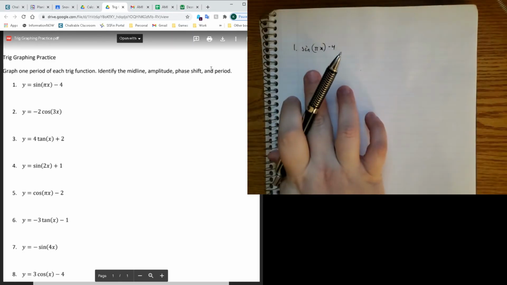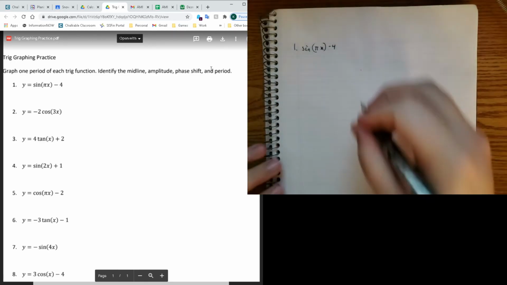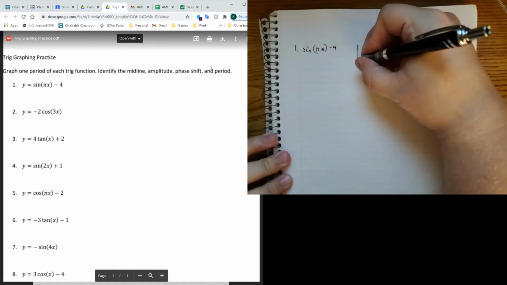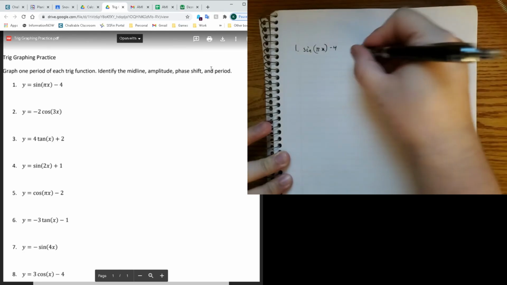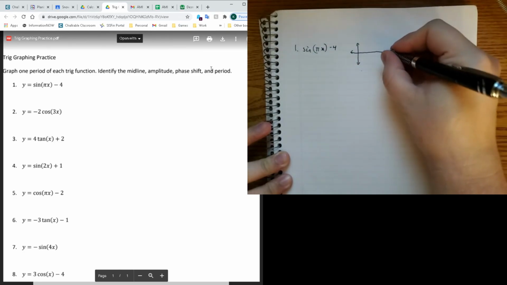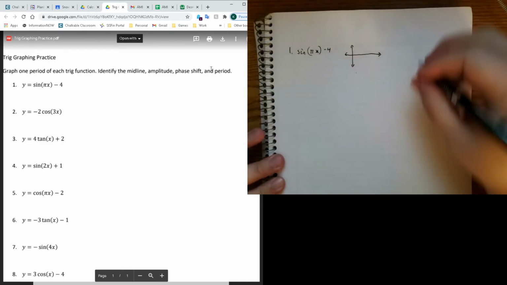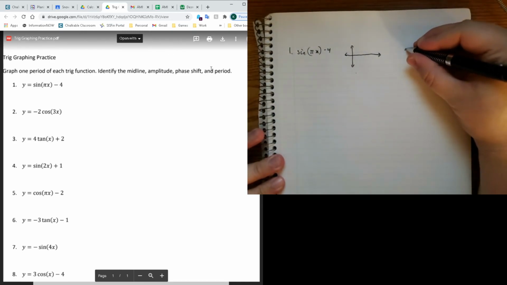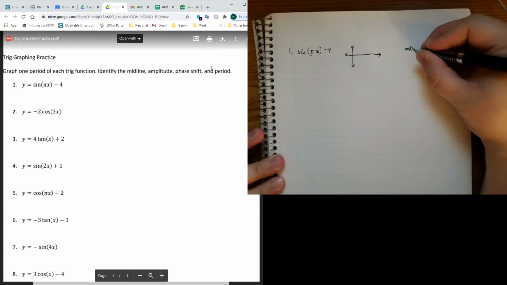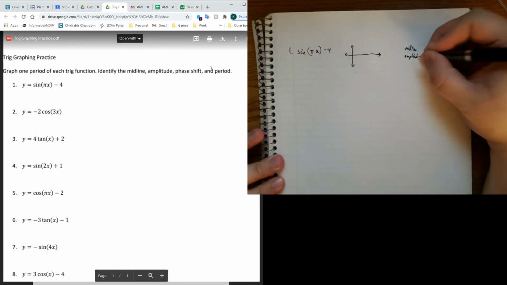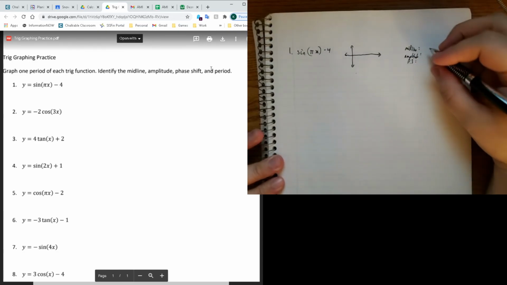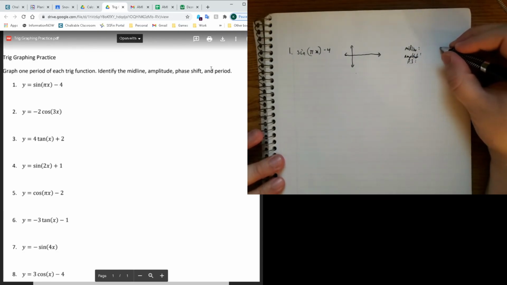I will also make a listing of the values that are important over here while graphing one specific period. Now, since this is a sine function, make the following graph. Looking beautiful so far. And from here, I want to know my midline, where the center of this graph is, my amplitude, how far up and down it extends from the midline, my phase shift, how far it moves left to right, which for most of these problems they will not move left to right, and finally the period.